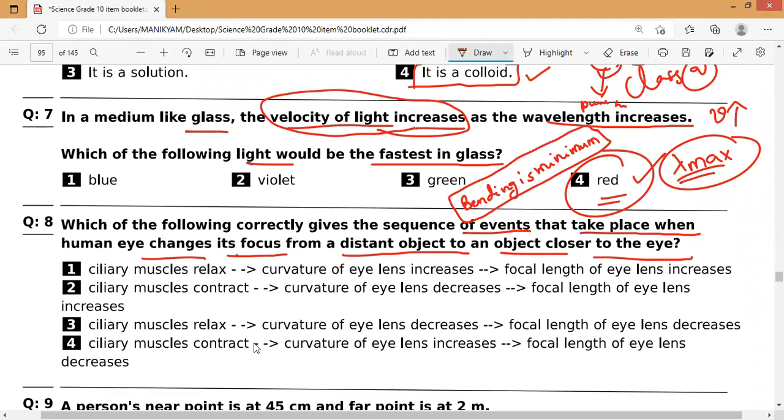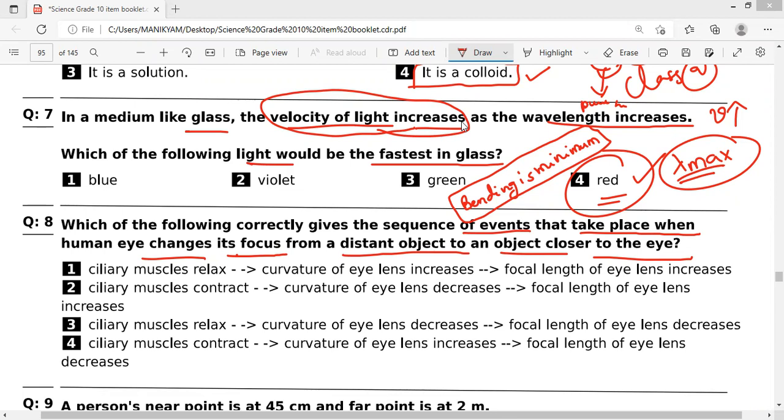We are coming from far objects to near objects. I'm not seeing the options, Mr. Kevin. I'm asking you about far objects. What is the state of the lens? No, wrong answer, Ishali. What is the state of the lens, everybody? For far objects, the ciliary muscles are in the relaxation stage and the curvature of the lens is minimum. Correct or not?